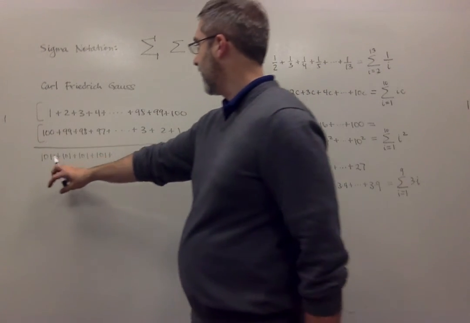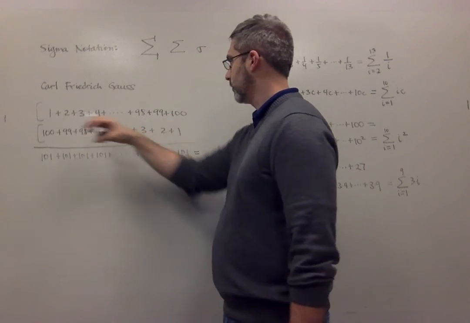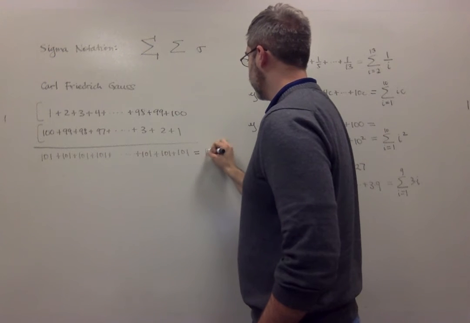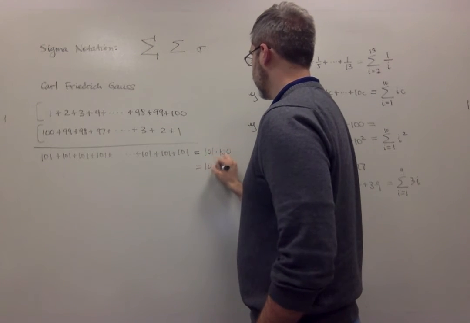Well, how many copies of 101 do I have? I have 100 of them, right? Because they're delineated right here. I have 1 through 100. I have 100 copies of this. So this thing is actually 101 times 100. In other words, 10,100.